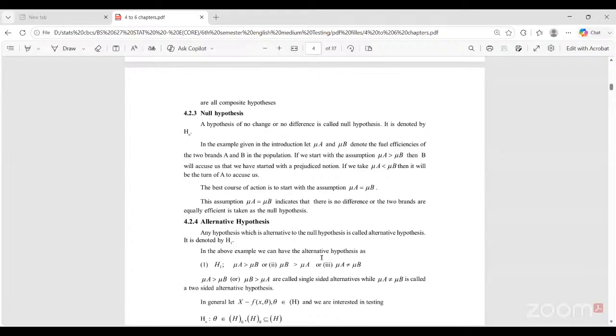The best course of action is to start with the assumption mu A is equal to mu B. Mu A is equal to mu B.